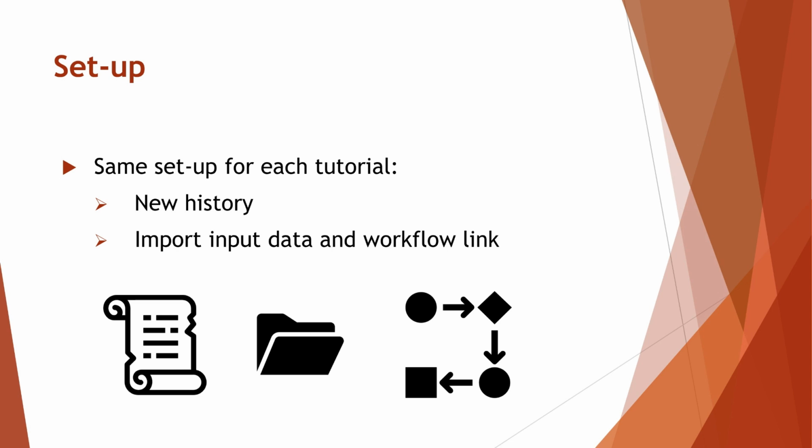I also want to note the difference between a history and a workflow. I have added a little scroll icon on the left to represent a history. You can think of it as a record of your analysis, similar to a search history on your web browser. This tracks the files you've used and generated, all of the runs you've done, including things that worked and didn't work. In the middle is a folder icon, which represents your data sets. These you will record in your history.